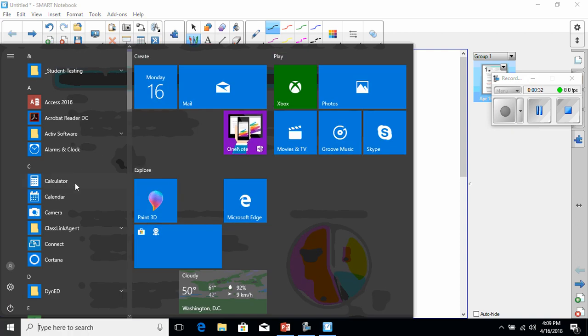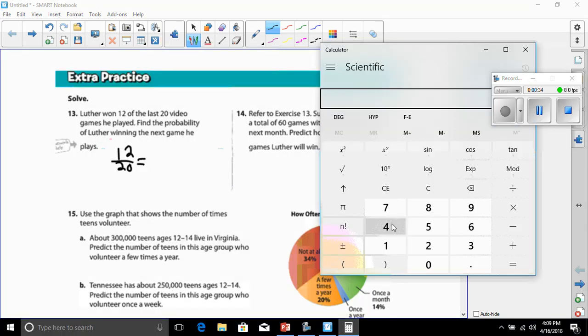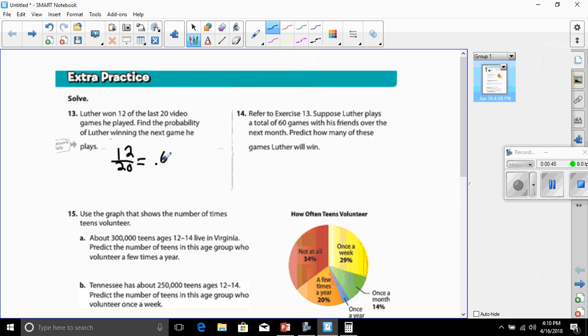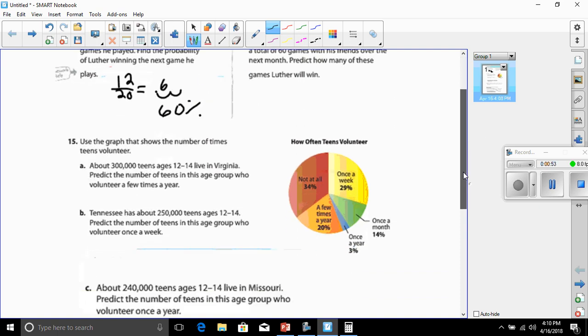If we use our calculator, 12 divided by 20 equals 0.6. If we move our decimal over 2 spaces, that gives us 60%. So there's a 60% chance of winning. Let's go to number 15.